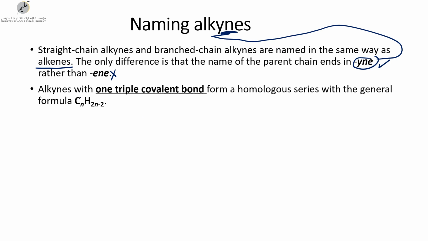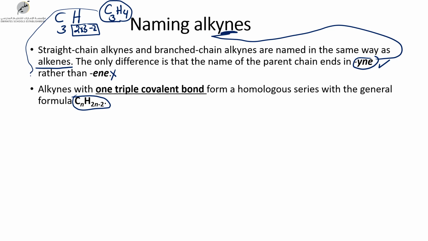The formula of an alkyne is CnH2n-2. So if you have C3, the number of H's is 2 times 3 minus 2. What is 2 times 3? It's 6. 6 minus 2 is 4. So C3H4. Mister, how is that possible?